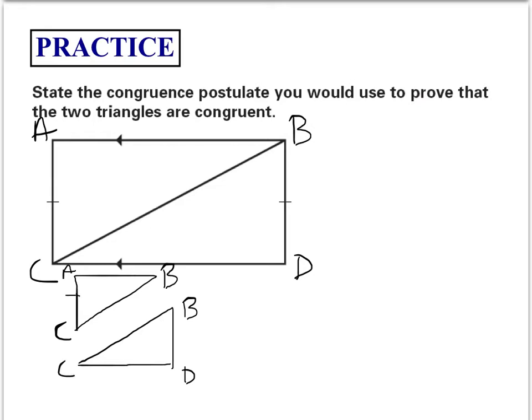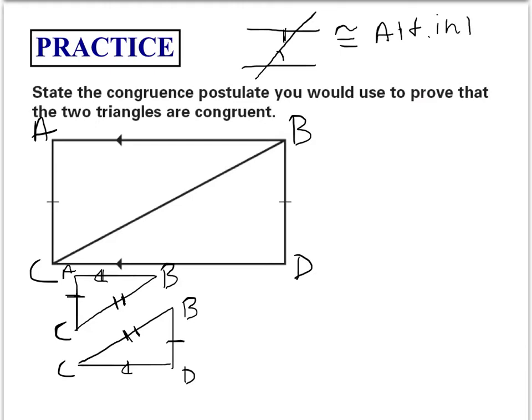Okay, so we know that side AC is congruent to side BC, and we also know that BC needs to be congruent to itself because of the reflexive property. Now we know that side AB is congruent to side CD. So if we have two lines that are congruent to each other and they're cut by a transversal, what do we know about these two angles? We know those two angles are congruent because of alternate interior angles.